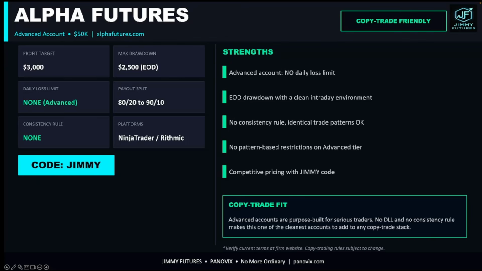Alpha Futures. I personally like the Alpha Advanced accounts because you can trade news. They have a higher max payout per request.